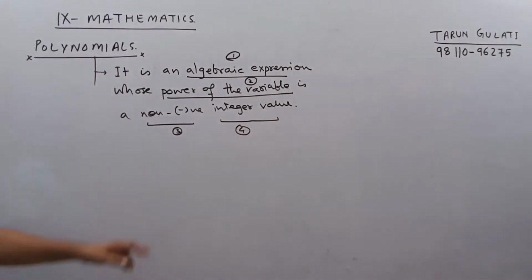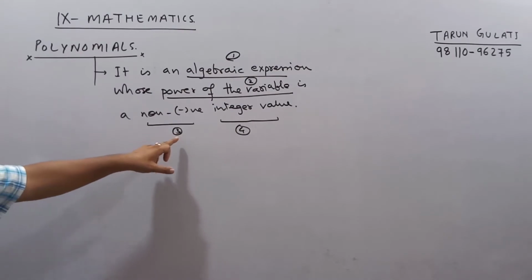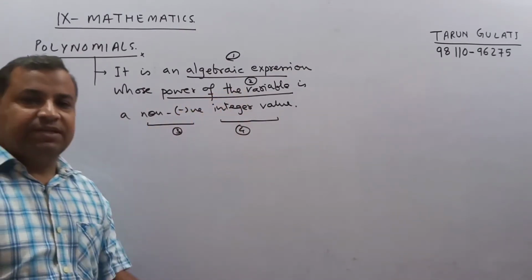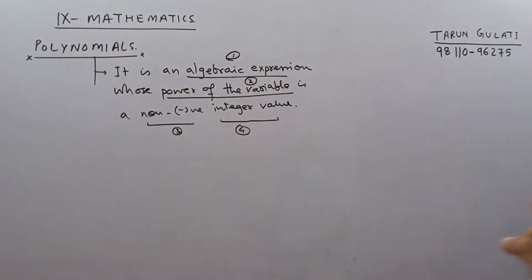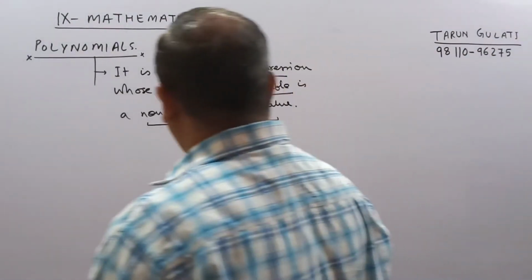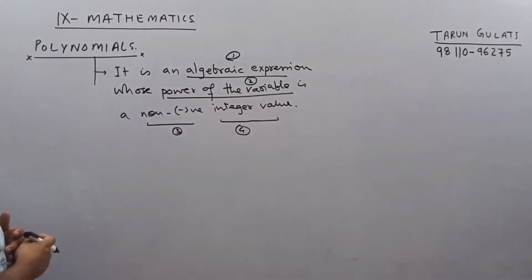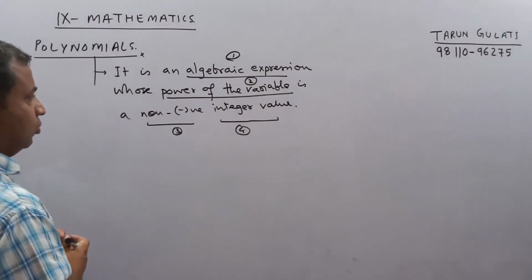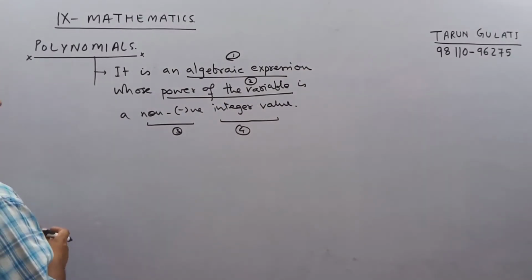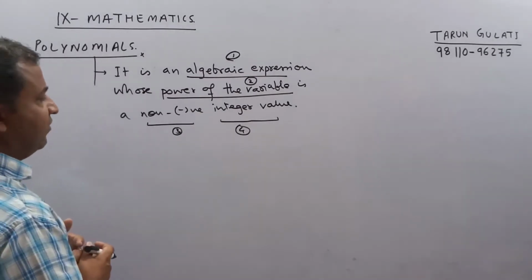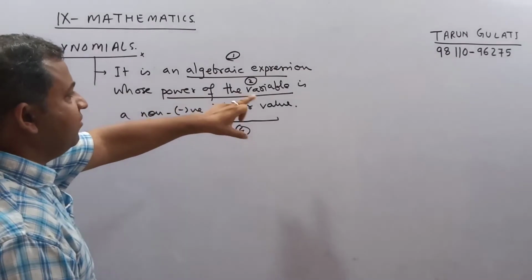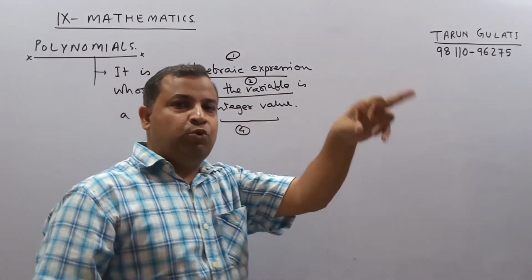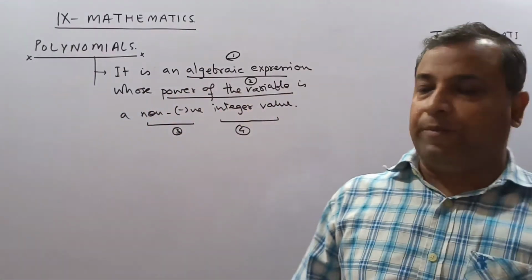If an algebraic expression fulfills all these conditions, it is a polynomial. By algebraic expression we mean, in terms of x and y, any expression. Without x and y also it can be a polynomial. No need to go for x and y, but it should be an algebraic expression. The variable may be x, y, u, v, w, whatever.